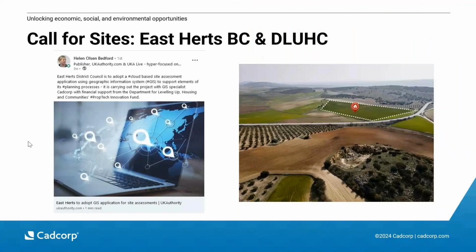We're actually in a lucky position where a CAGCOP customer, East Hertfordshire, has been awarded PropTech funding to develop a call for sites app with us, and that's in development. So Simon's going to show you a proof of concept of that demo today. That's a really interesting new use of web mapping for the call for sites process.